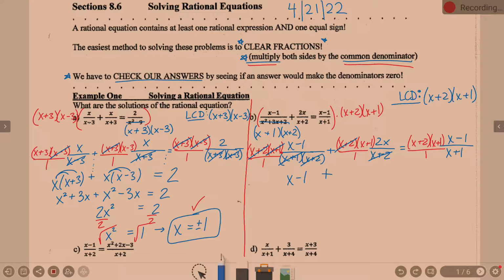What remains? There's an x plus 1 and a 2x, right? I personally am going to put my 2x out front and say 2x times x plus 1. And I'm doing that just because 2x is a single term, so I prefer to have that kind of stuff out front. And last piece. What cancels? X plus 1 cancels with x plus 1, and I now have x plus 2 times x minus 1.